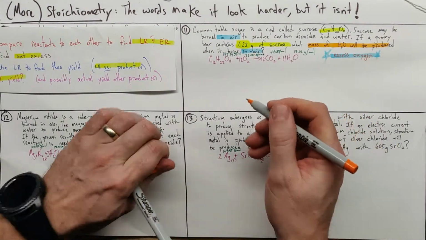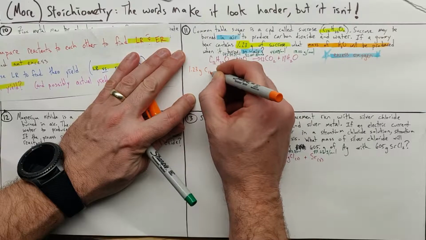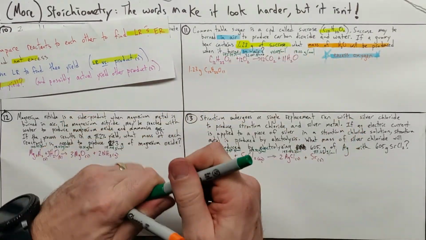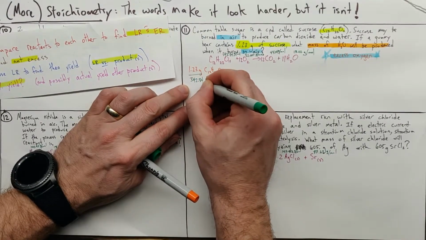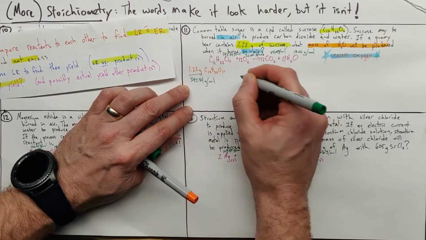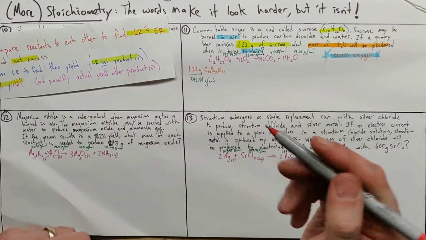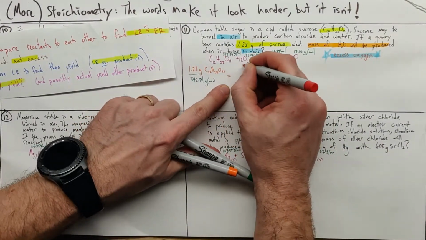We have 1.23 grams of sucrose. We're going to divide by its molar mass, which is 342.34. And this will give us what we have, and in this case, we have 0.00359 moles.